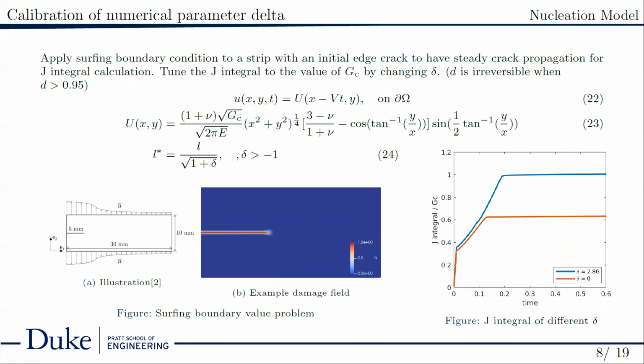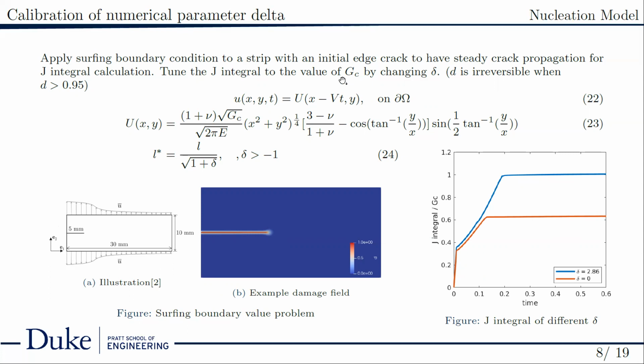We calibrate the delta by matching the J integral to the value of prescribed Gc during static crack propagation. Apply shearing boundary condition to a strip with initial edge crack. Compute the J integral over the four boundaries. Tune the J integral to the value of Gc by changing delta.